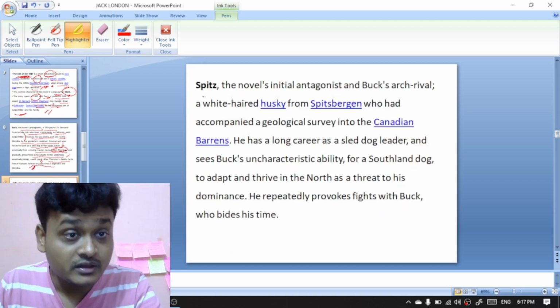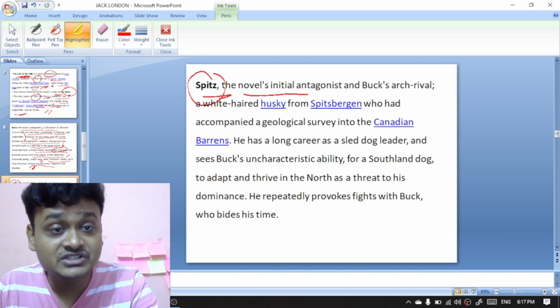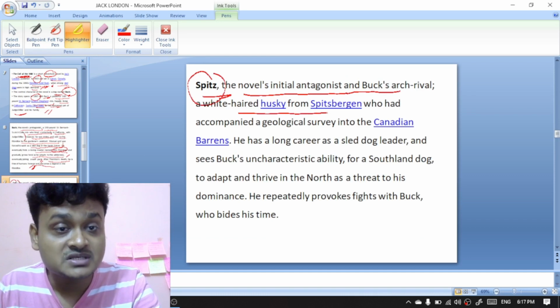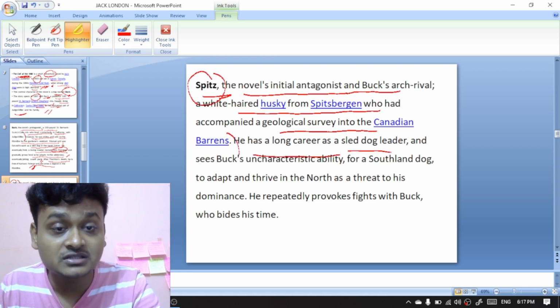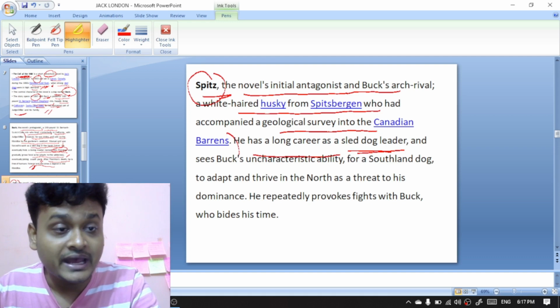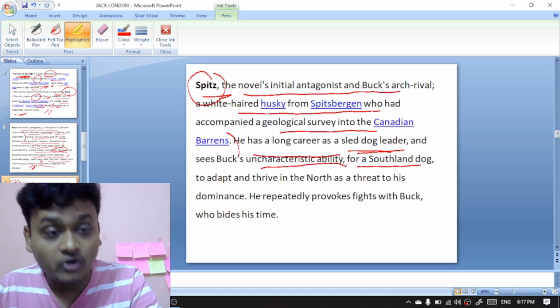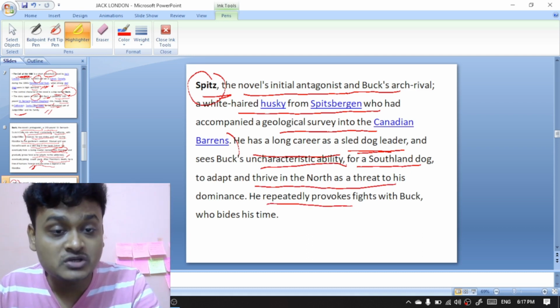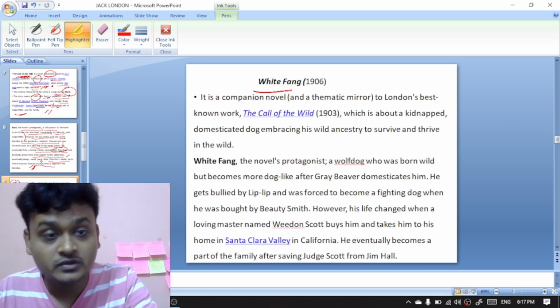And here is the antagonist, who is the arch rival of Buck. The novel's initial antagonist is Spitz, Buck's arch rival, a white-haired husky from Spitzbergen who had accompanied a geological survey into the Canadian Barrens. He has a long career as a sledge dog leader and sees Buck's uncharacteristic ability for a Southland dog to adapt and thrive in the North as a threat to his dominance. He repeatedly provokes fights with Buck, but who beats each time? Okay.